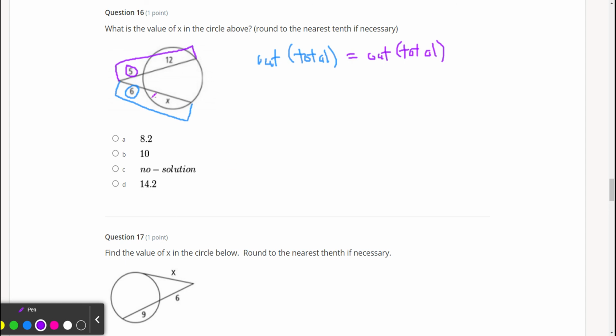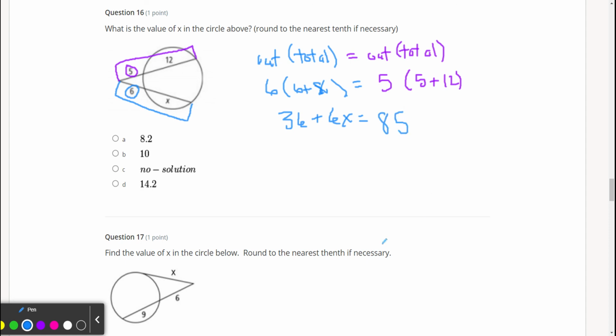Okay, so remember, it's the outside times the total. So 5 is on the outside, and then the total is 5 plus 12. You got to use that outside piece twice. And then 6 is on the outside, and then the total is 6 plus x. I guess I got it. I'm getting there. I'm the value of X.